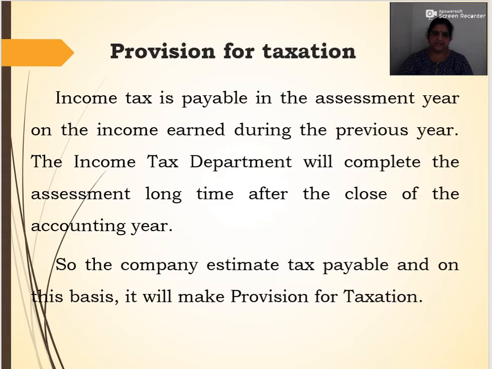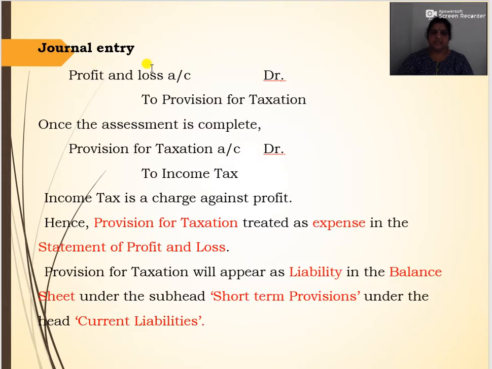Now we will see the journal entry for this. Okay. Now the journal entry is profit and loss account debtor to provision for taxation. So when the provision is made, the journal entry is profit and loss account debtor to provision for taxation. Then once the assessment is complete, the provision for taxation account debtor to income tax, and thereby it will be closed.